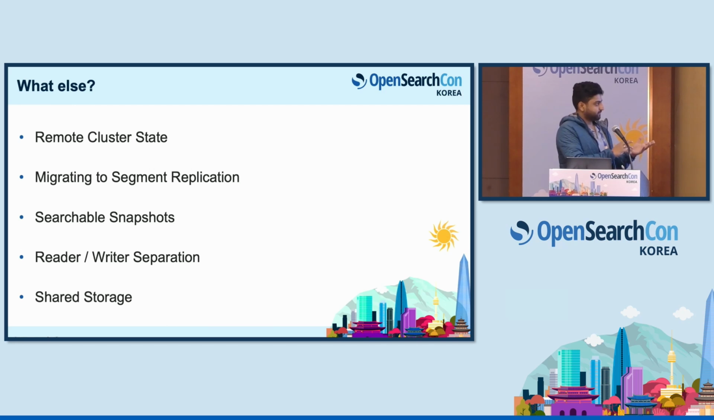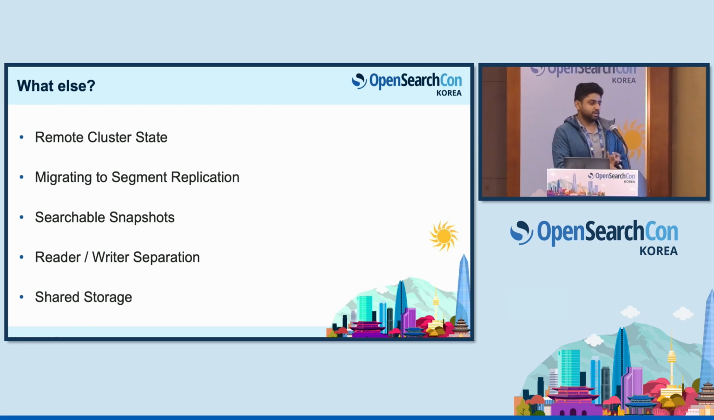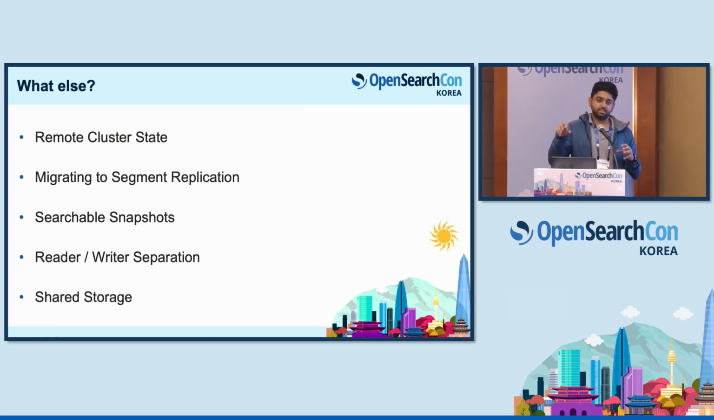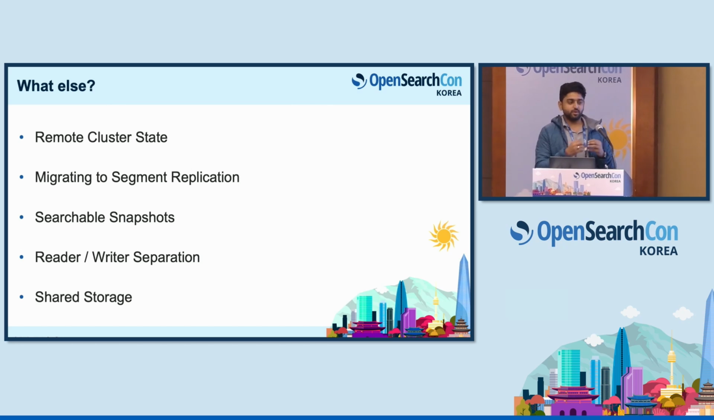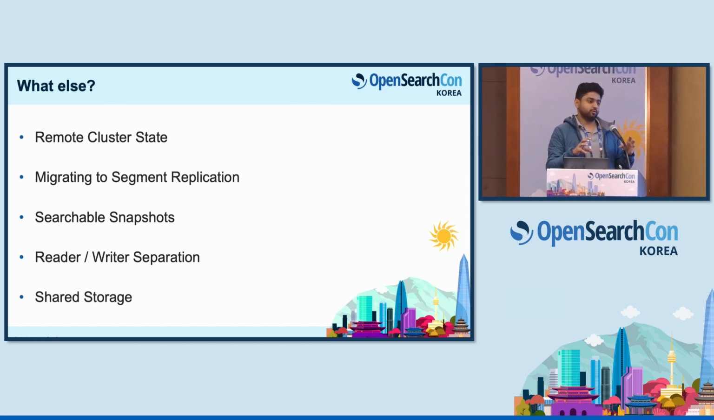Introducing segment replication with remote store also opens up some new possibilities which are currently being worked upon, like reader-writer separation. Here you can separate out your readers from your writers. So indexing happens on a different node and your searchers can sit on a different node. This way you can get very predictable performance out of your shards, which are doing just one thing. This is something that is enabled with segment replication and remote store.